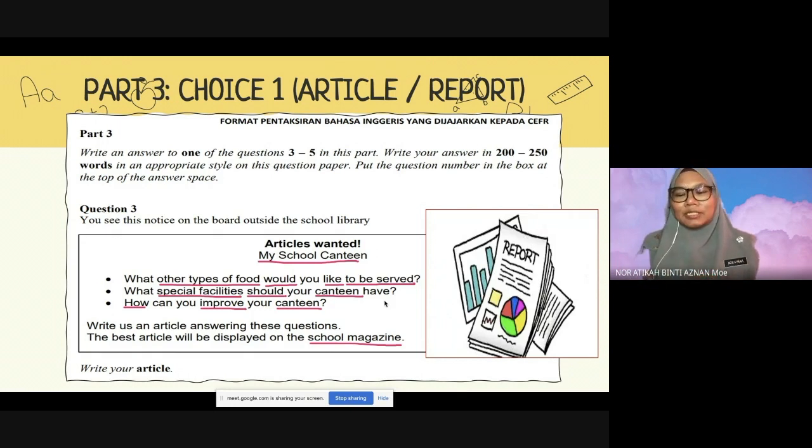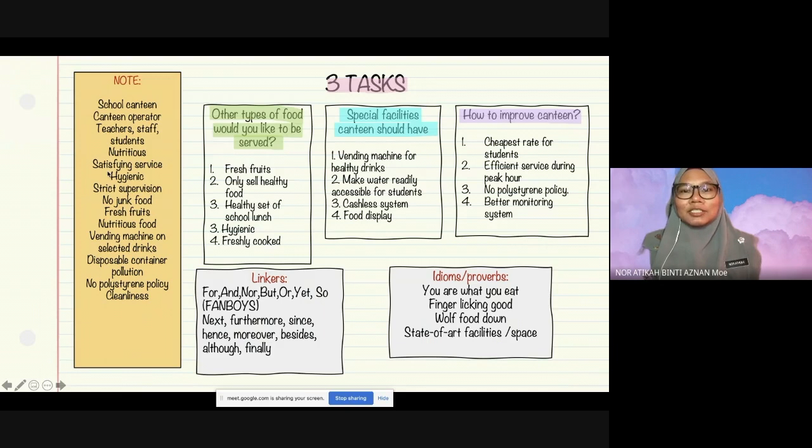So let's see the sample answer. So this is the drafting. There are 3 tasks. What types of food would you like to be served? Special facilities the canteen should have. How to improve the canteen. Linkers as usual, and then idioms and proverbs that I think are relevant to this topic. You are what you eat. Finger licking good. Wolf food down. State of the art facilities or space.